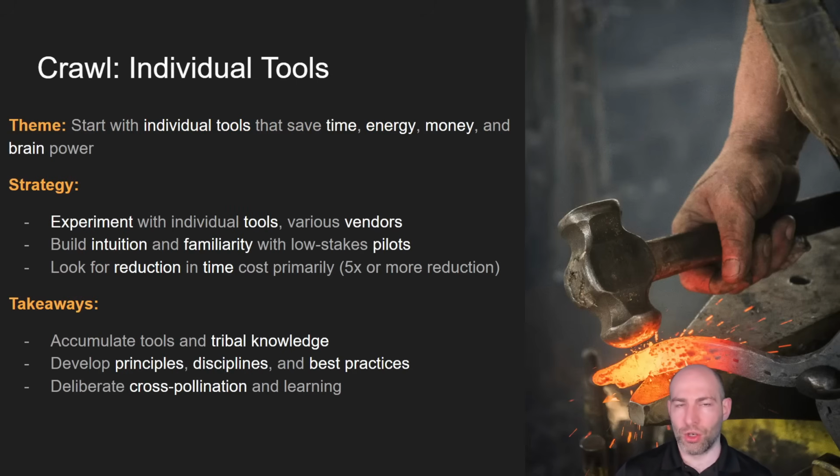So starting with the crawl phase, individual tools. These are individual AI-based tools that save time, energy, money, and brain power. Human brain power is the scarcest resource in a knowledge-based economy. And so really what you need to do is focus on AI tools that reduce the cognitive load and decision fatigue of your employees. Because again, your employees' brain power, that is the scarcest resource.